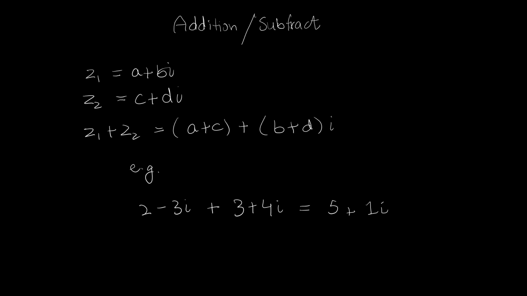And the same happens for the subtraction. So if you subtract them, it would be a minus c and b minus d. And this plus sign will remain as it is. If there are brackets here, so 2 minus 3 is minus 1, and 3 minus 4 is -7i.